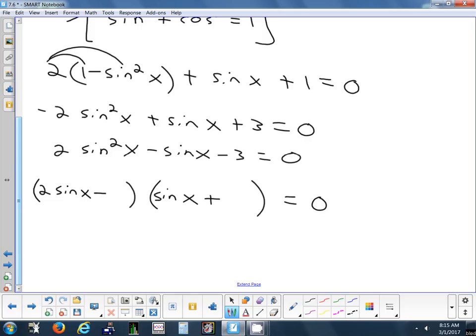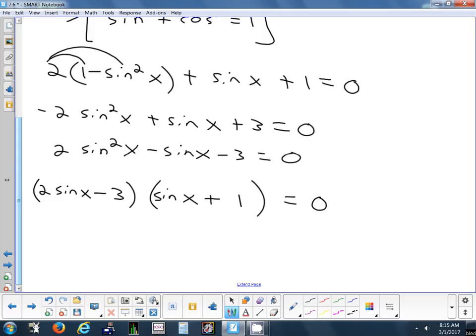And now I need two numbers that multiply to give me 3. 3 and 1, and this matters where we put them. So where should I put the 3? In the first one, and the 1 in the second. Okay, let's check it. 2 sine squared. We get 2 sine times 1. That's 2. Minus 3. 2 minus 3. There's my negative 1. Okay, so we just factored that equation.